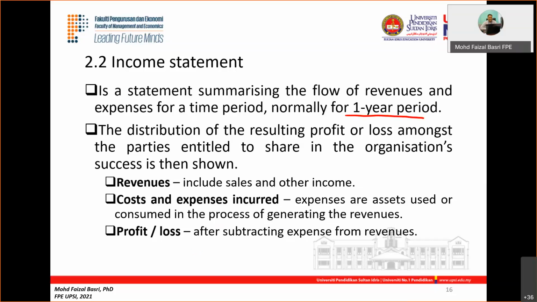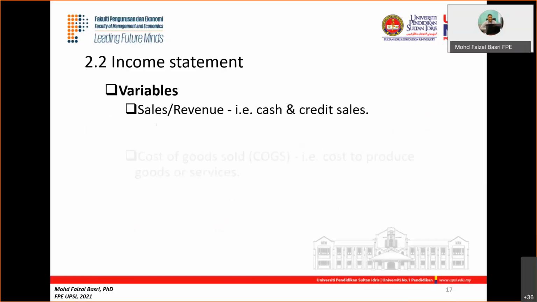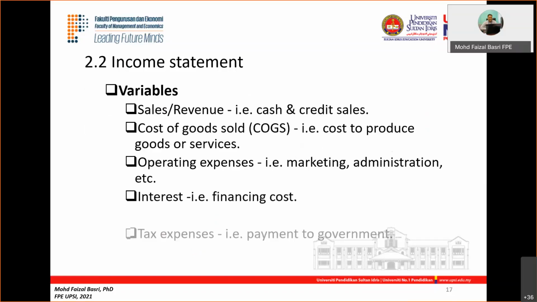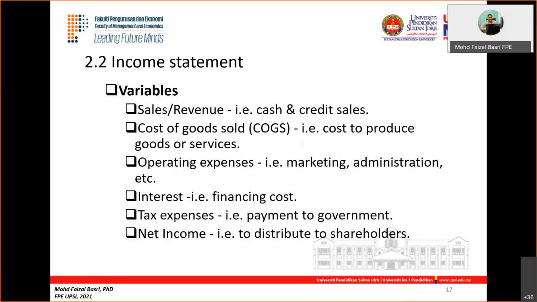Okay, sama juga lah kalau dia 30th of June, the income statement will be ending 30th of June as well. So here are some of the informations that you will find in an income statement.